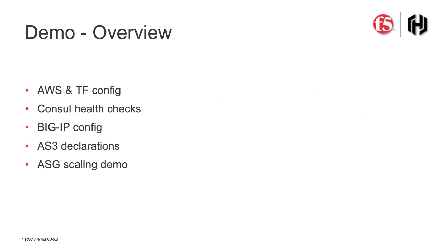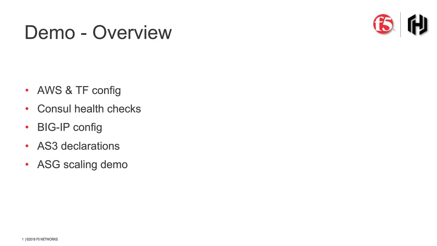So we're going to switch gears here very shortly and go into the demo. We did want to show this integration to you live. We think it's pretty cool. Some of the things that we're going to go over in the demo, we're going to go over our GitHub repo that has the AWS and Terraform config. We're going to go over our Consul health checks, the Big IP configuration, our AS3 declaration to actually get the model out there, for what our application looks like and how to route to it.